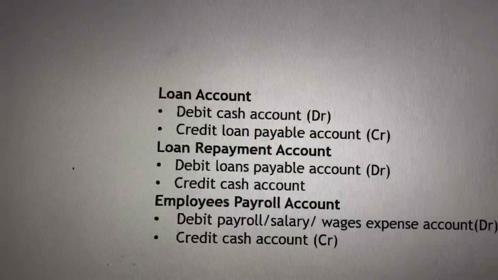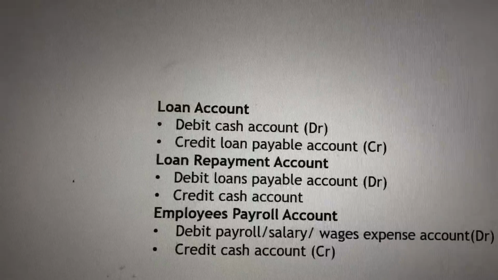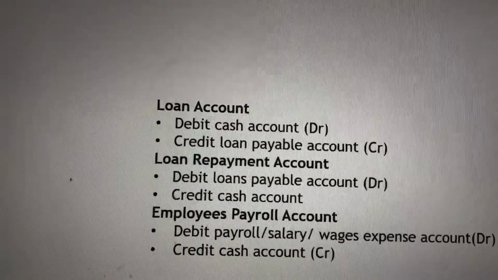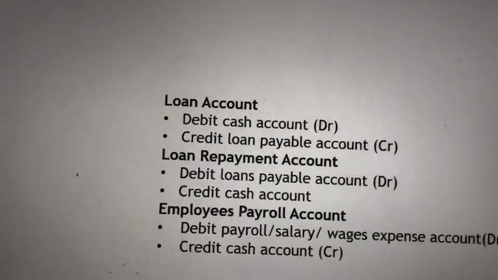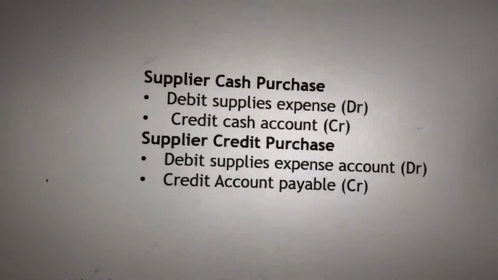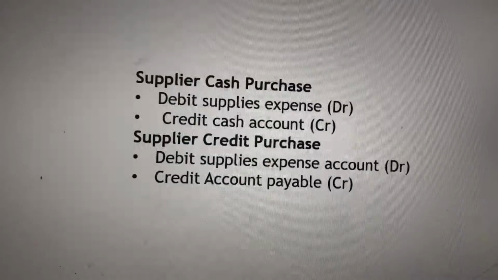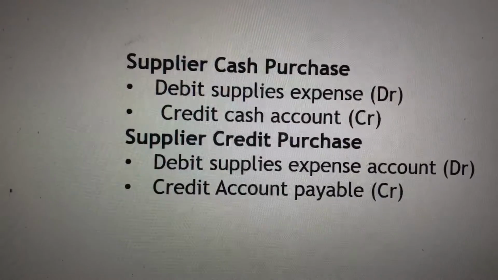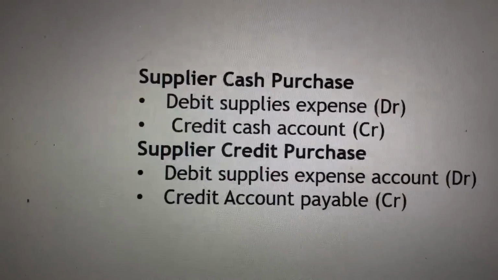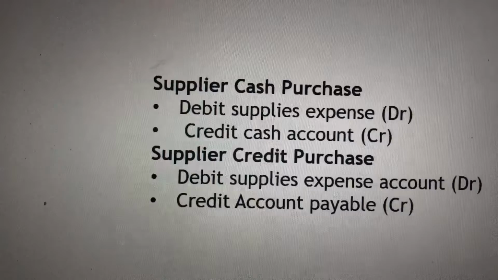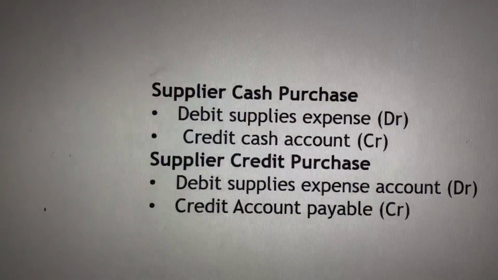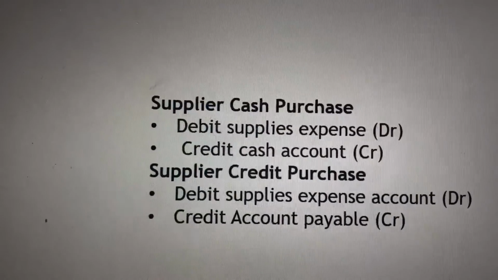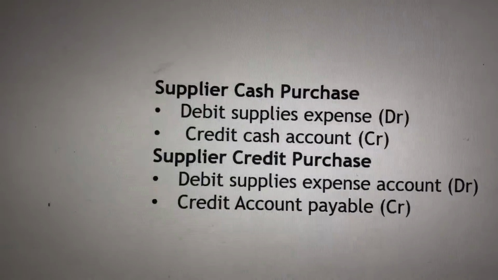Then employee payroll. These are the debits, the salary and wages accounts, and we credit the cash account. Supplier cash purchase: when we purchase from our supplier, we have to debit the supplier expense and credit the cash account. Then when we purchase on credit, we have to debit the supplier's expense account and credit the accounts payable account.